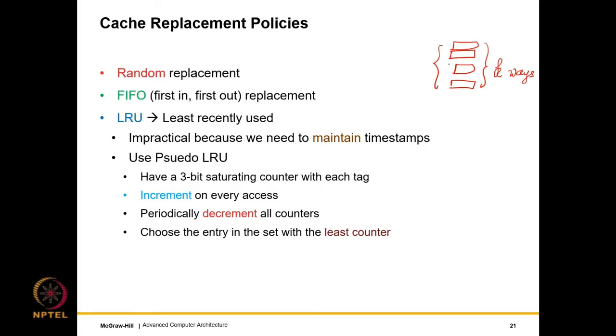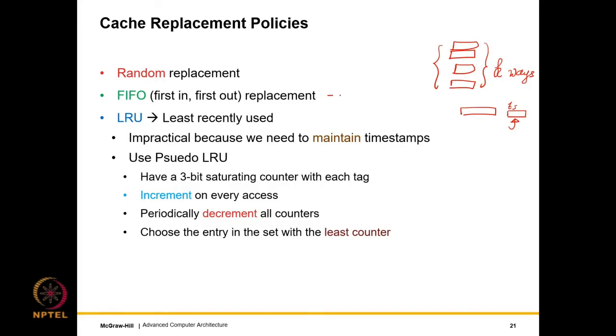In first in, first out, the way that we will implement this is that we need to associate some sort of a timestamp with each line. The timestamp will record when the line was brought in. This does increase the storage overhead and the bookkeeping space that is required. But then, anytime we need to evict, we evict the oldest one.